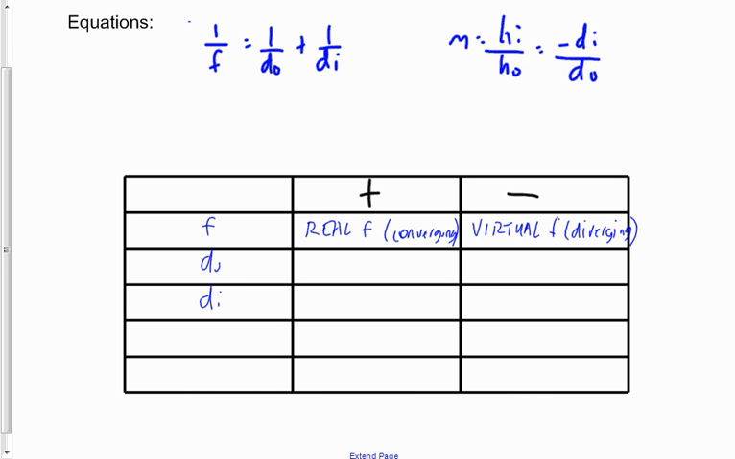It gets a little bit confusing between the lenses and the mirrors because converging focal points for lenses are from convex lenses. Converging focal points for mirrors are from concave mirrors. do: well, do is positive when we have a real object.